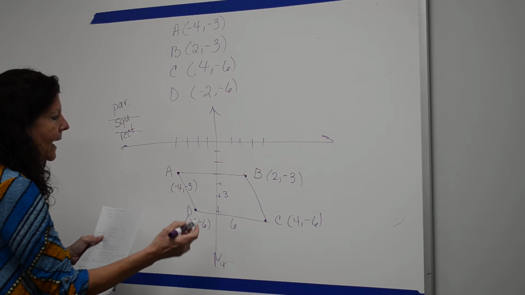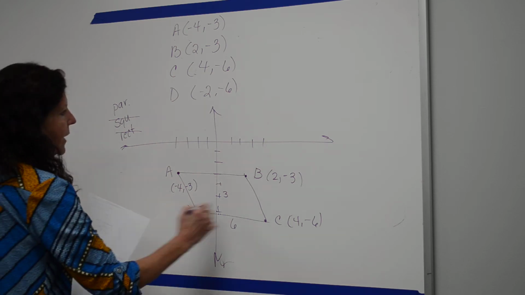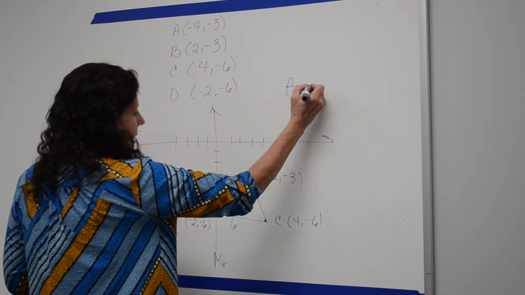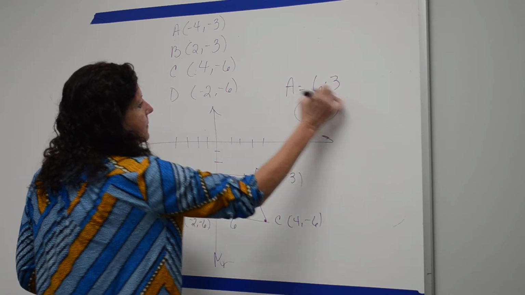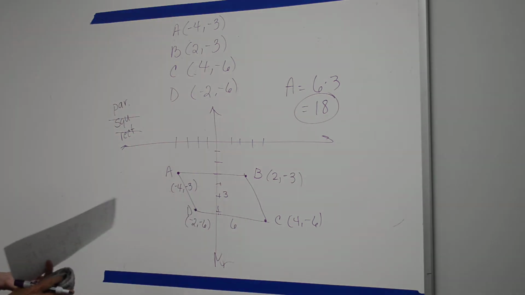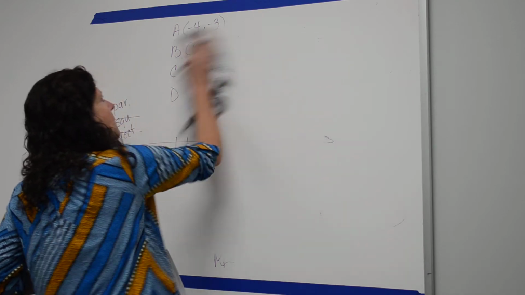So I can find the area of this. Well, actually, I think it's just asking for the area. So area is equal to 6 times 3, or 18. Okay, now you try one, and then come back to the video.